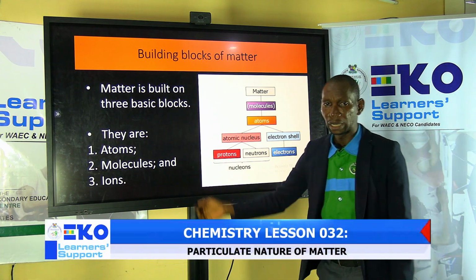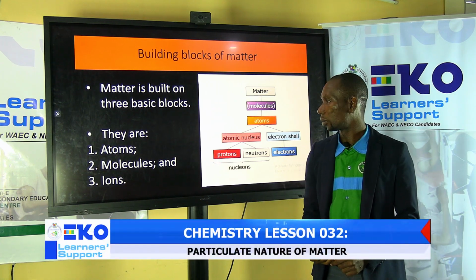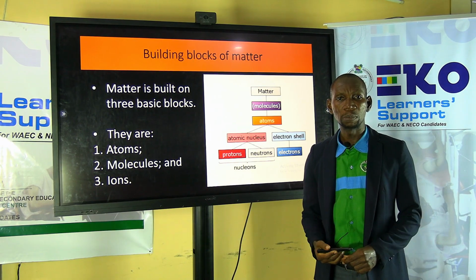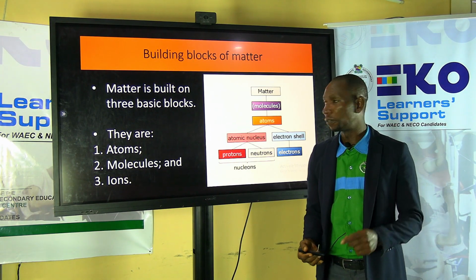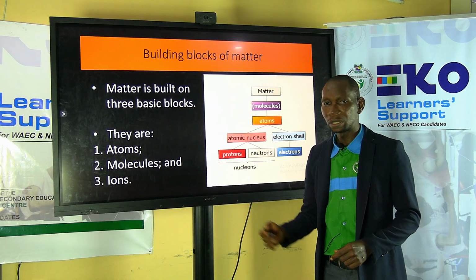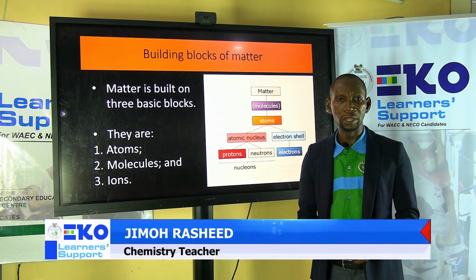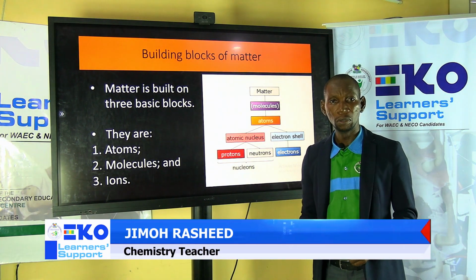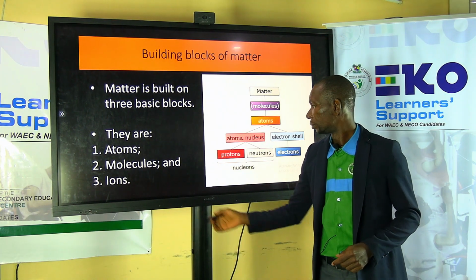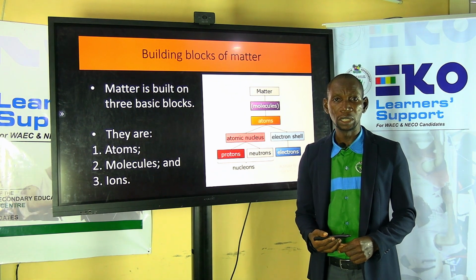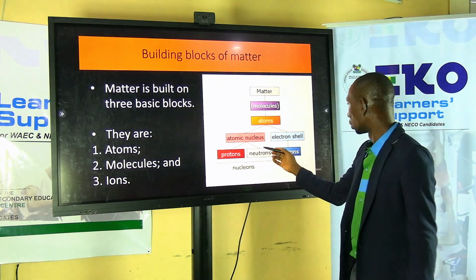Now, what is an atom? An atom is the smallest part of an element. A molecule is the smallest part of a substance. That is the difference between an atom and a molecule. When the word atom is used, the substance referred to must be an element, but a molecule is used for any substance. An ion is an atom that possesses electric charge.